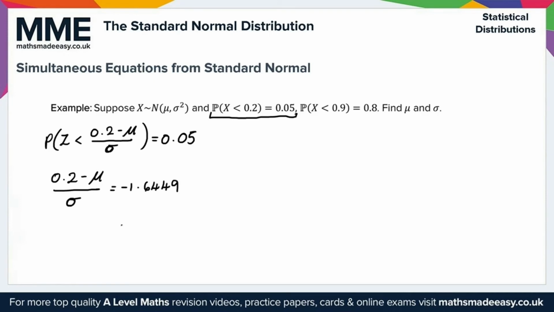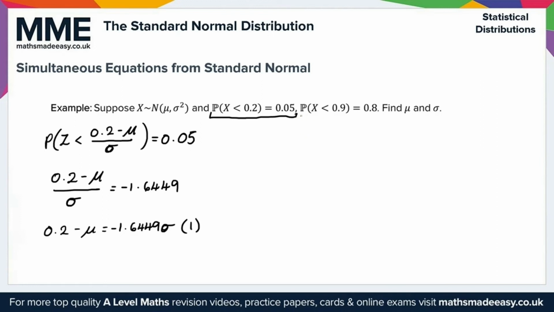And in that case then, if we multiply the left hand side and the right hand side of this equation by sigma, we get 0.2 minus mu is equal to minus 1.6449 sigma. So that's our first equation. Let's denote that as equation 1. And now let's write our next equation out. We'll do that in this orange pen colour.